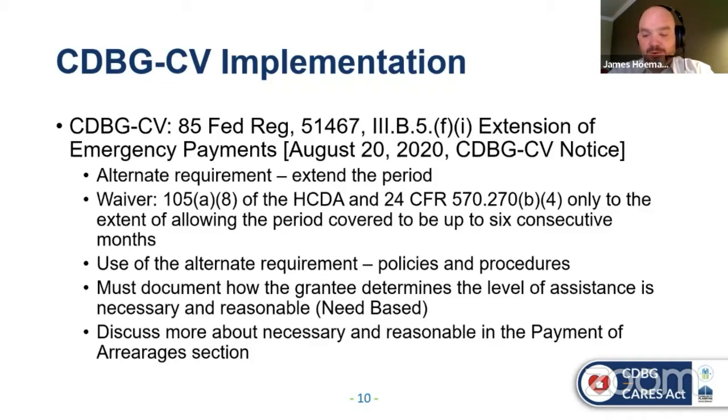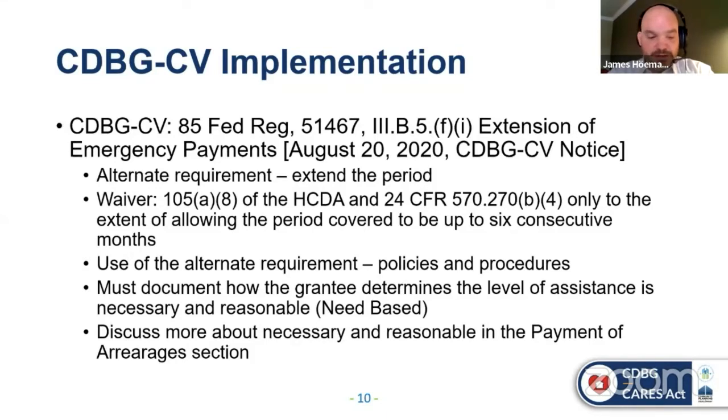In that alternate requirement, if you want to use that, you will have to change your policies and procedures in order to use that. If you have an existing set of policies and procedures, then it's fairly easy to go ahead and adopt that versus making something from whole cloth. So part of your policies and procedures, you have to be able to document how you determine what the level of assistance is.